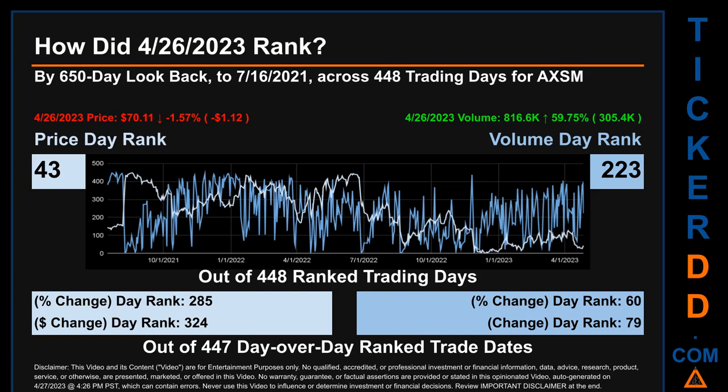The line graph overlays price and volume's daily ranking, as shown respectively in light versus dark blue, across those target days' trading days. In this view, essentially the dips are good whereas the spikes are bad. The price's day-over-day percentage change, dropping minus 1.57% on April 26, 2023, had a day rank of 285 while its dollar difference of minus $1.12 had a rank of 324 when compared day over day across 447 trading days. Volume's percentage change and difference were ranked respectively at 60 and 79.